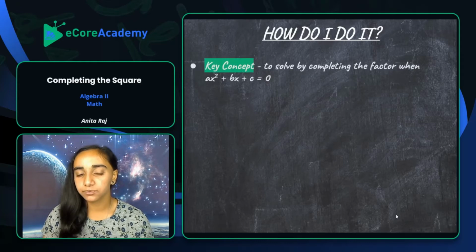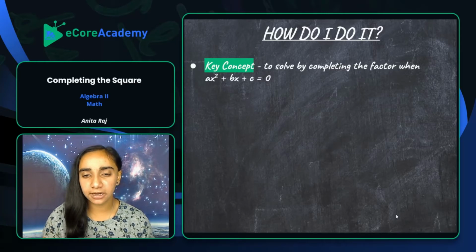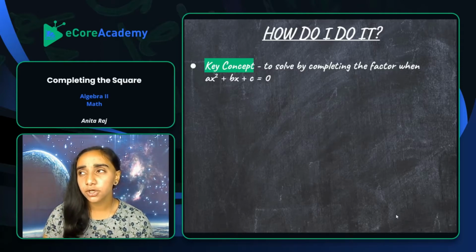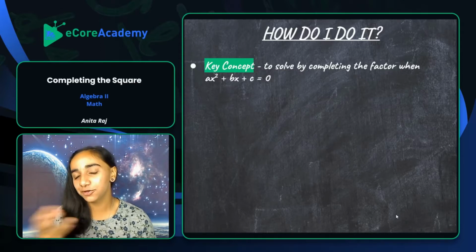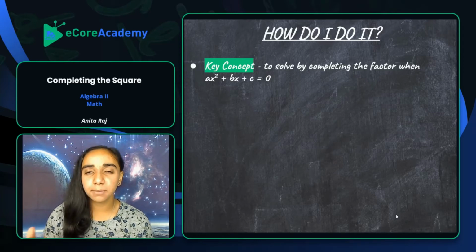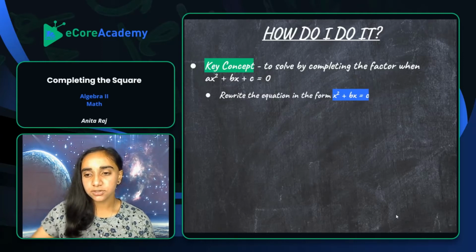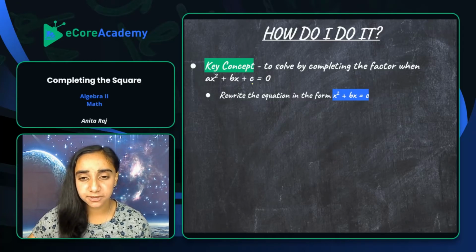So how do I do it? Here's the key concept that I want you to keep in mind. You're going to solve by completing the square when ax squared plus bx plus c equals 0. So remember, your equation's also always going to be equal to 0, and you're completing the equation. So you're messing the equation up, and then you're filling in the equation wherever you messed it up, if you want to think of it in terms like that. So first you want to rewrite the equation in the form x squared plus bx equals c. So if you look over here, we have ax squared plus bx plus c equals 0.